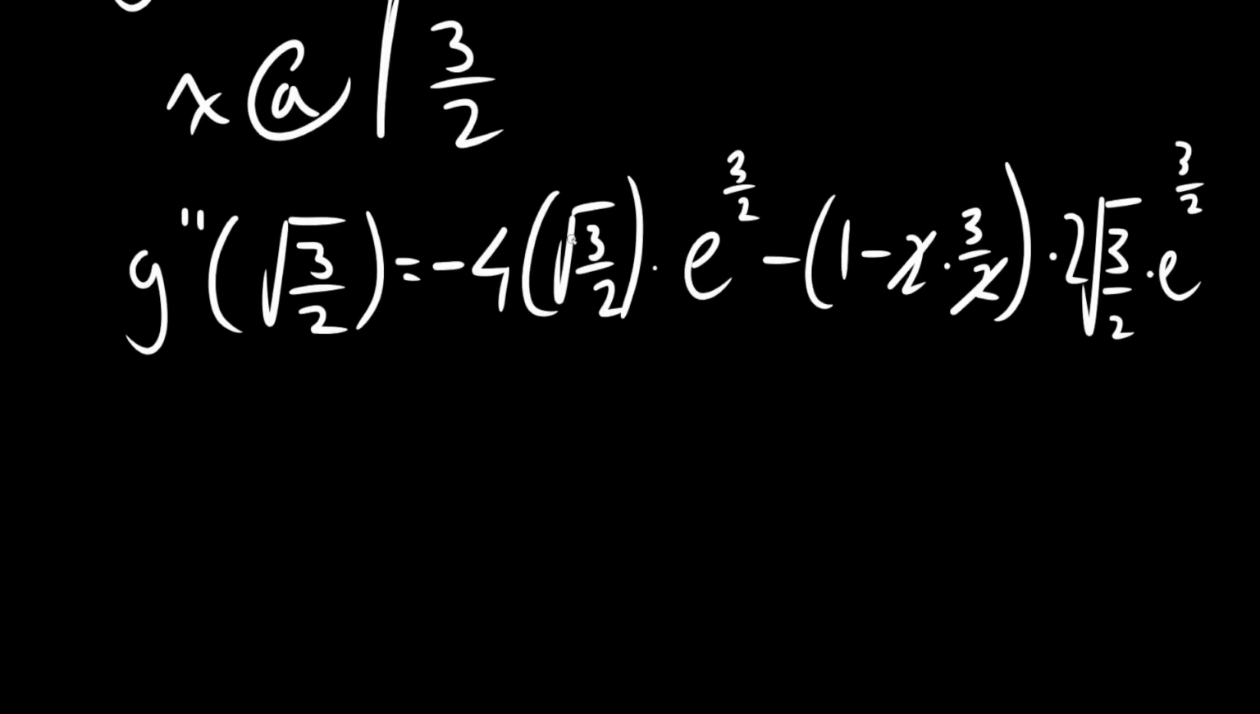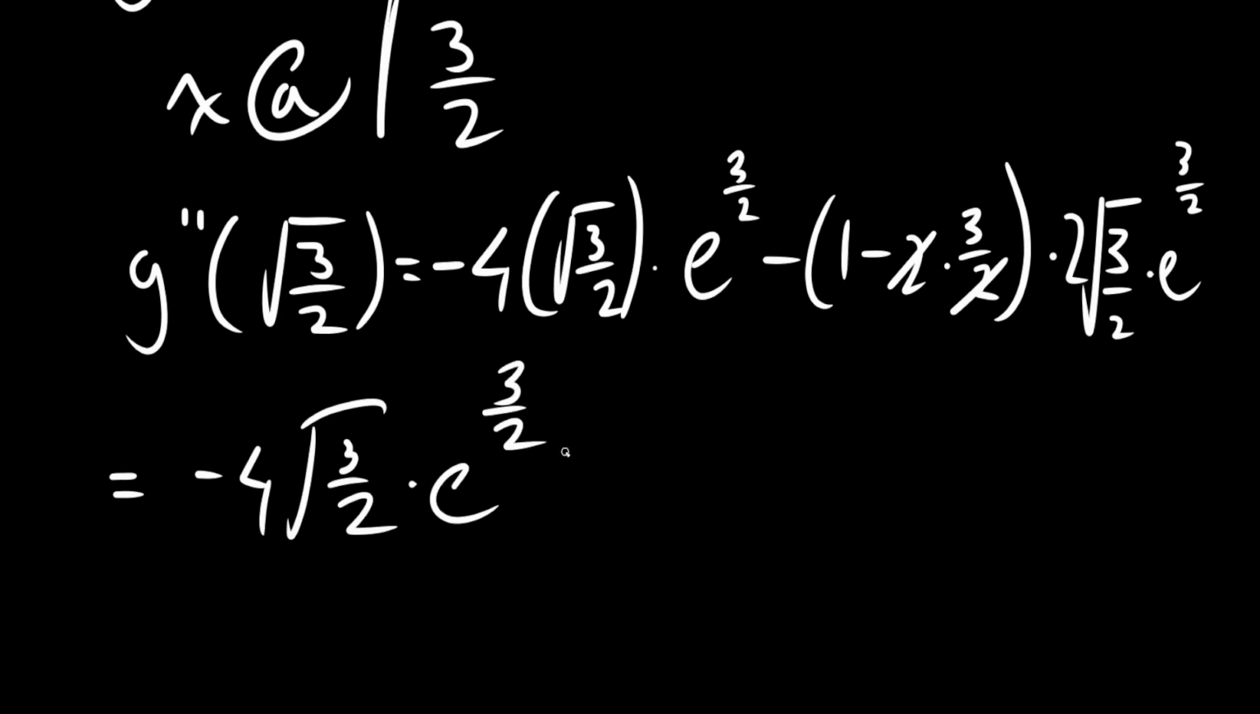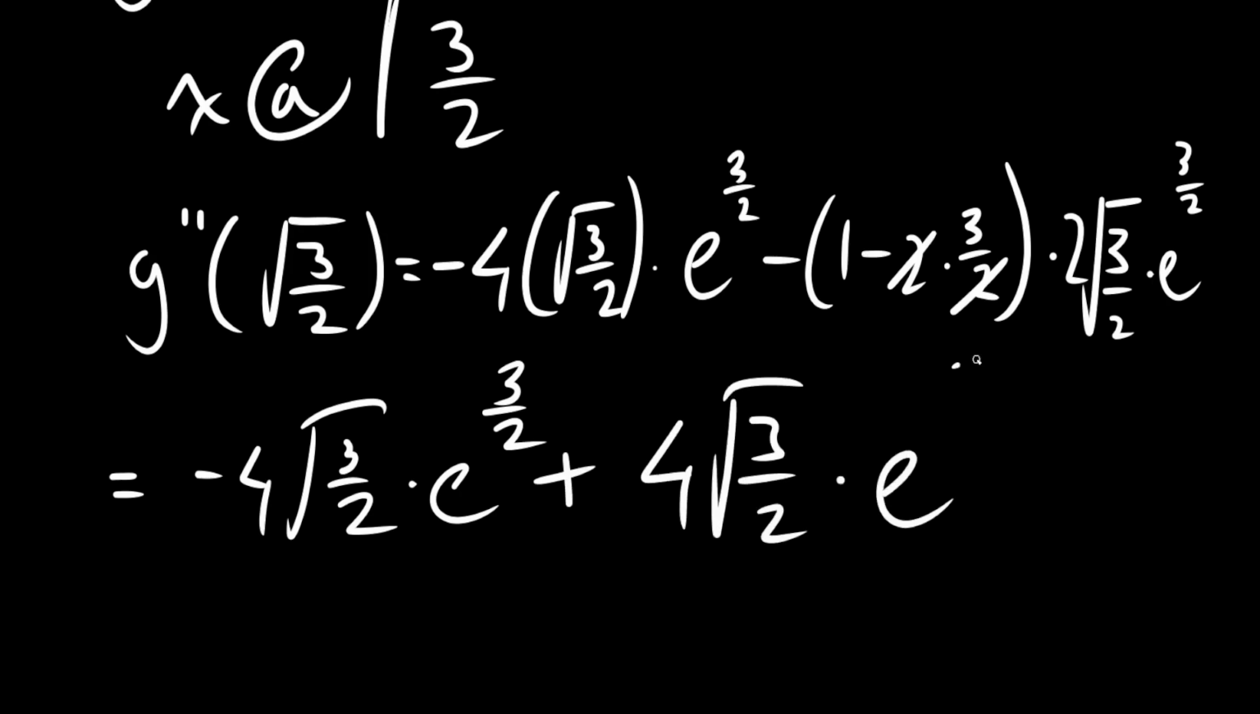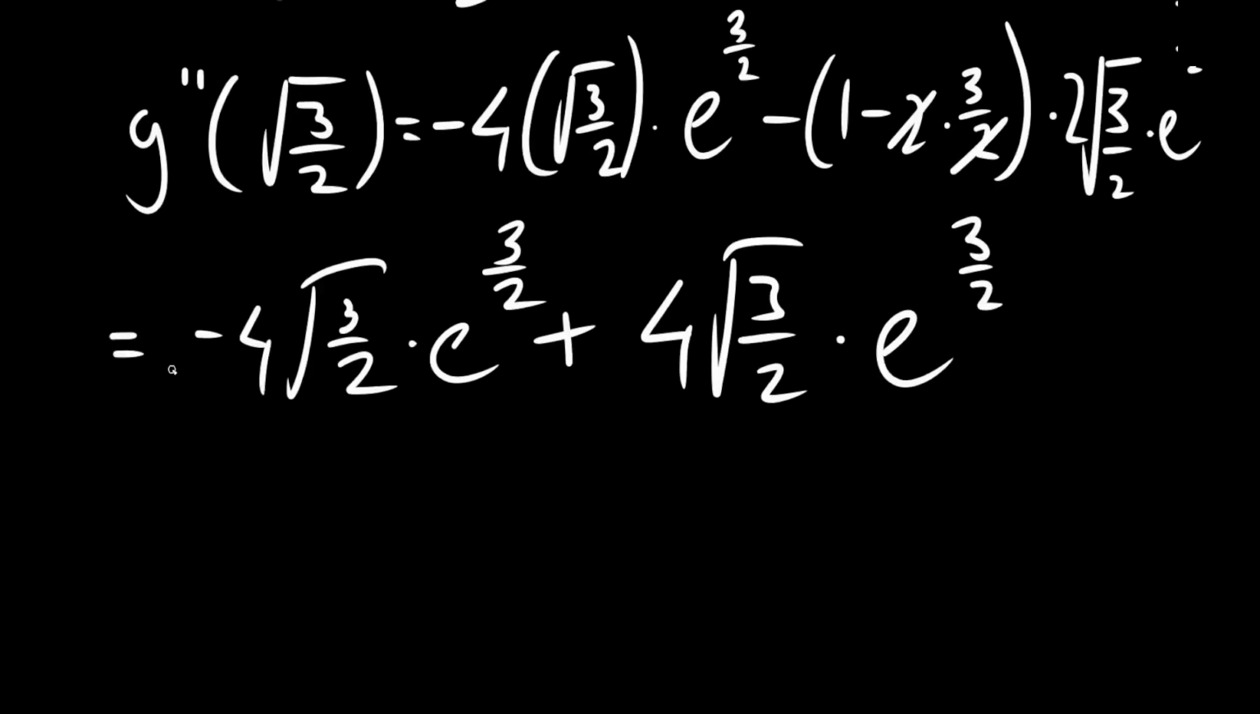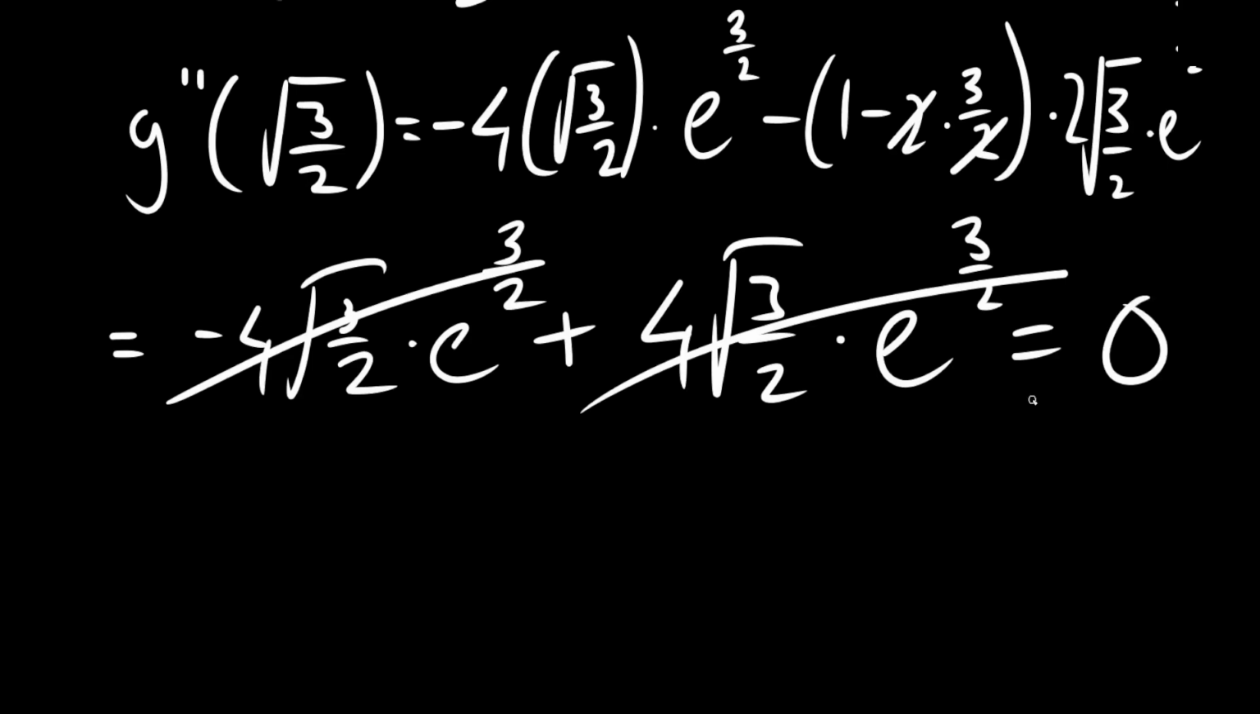It should equal 0 for there to be an inflection point here, because that's what the second derivative test tells us. And you'll notice that this is equal to, let's simplify this a bit, negative 4 root 3 over 2 times e to the 3 over 2 minus 1 minus 3. So this is negative 2. So this is minus negative 2 times 2, which is positive 4 root 3 over 2 times e to the 3 over 2. And we have the same thing, negative and a positive, so this cancels out and equals 0. And that's how we show that there is a point of inflection q at x equals root 3 over 2.